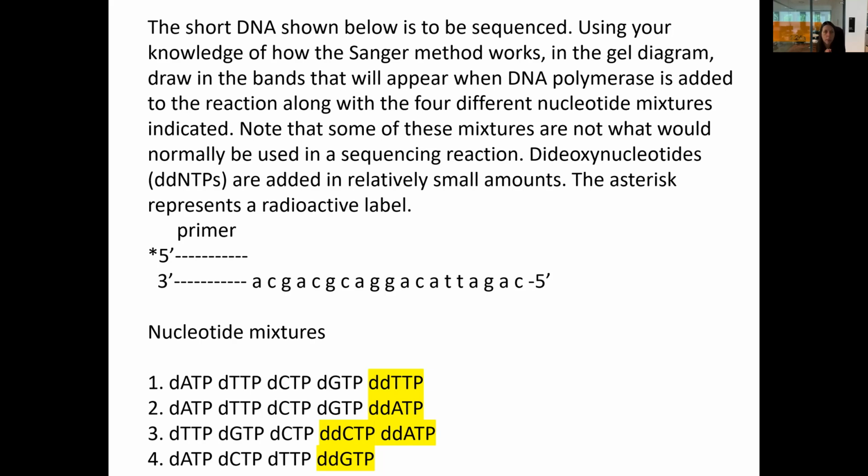So what is happening in this one? The short DNA is shown below. Yeah, so we have a DNA that is to be sequenced. Using your knowledge of how the Sanger method works, draw in the gel diagram the bands that will appear when DNA polymerase is added to the reaction along with 4 different nucleotide mixtures indicated. Note that some of these mixtures are not what would normally be used in the sequencing reaction.